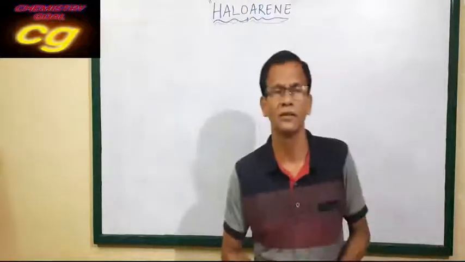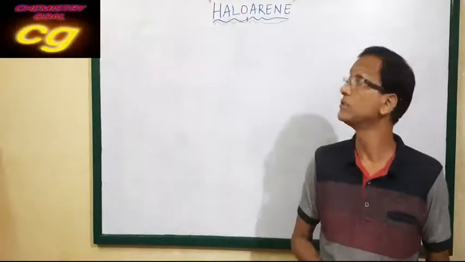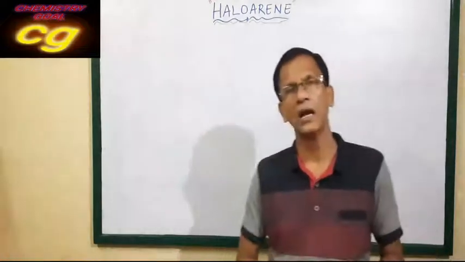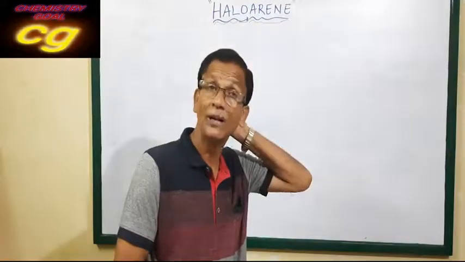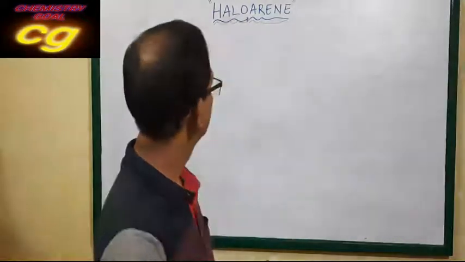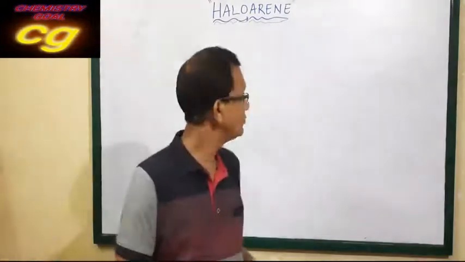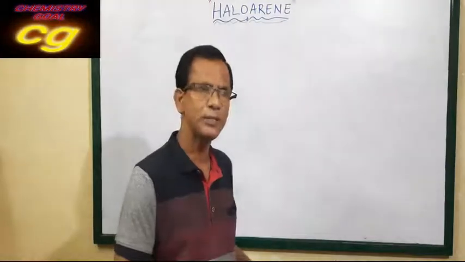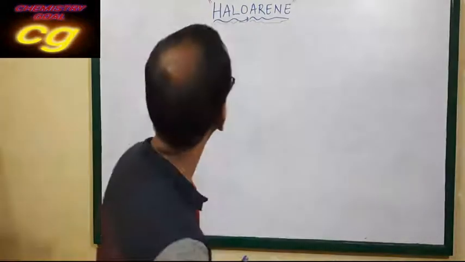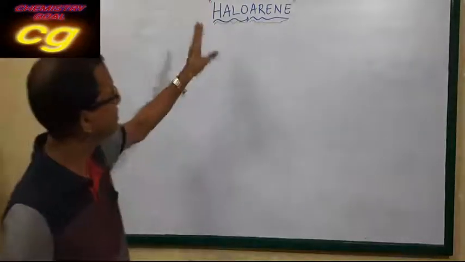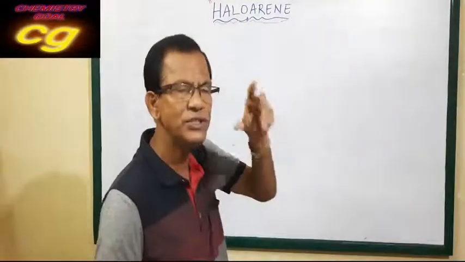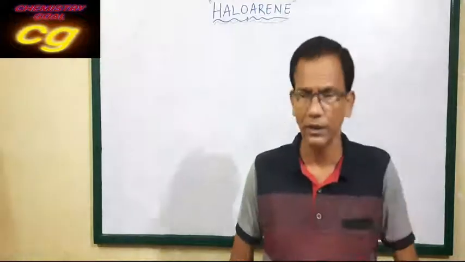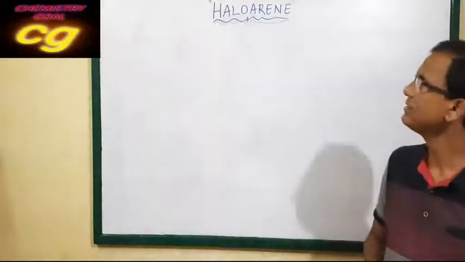Hello students, today we are going to discuss the topic that is haloarene. In the last class we discussed the chemical properties of haloalkane. Haloarene, we know, is a halogen derivative of an aromatic compound, and this compound must contain one benzenoid ring, which indicates aromatic derivatives.